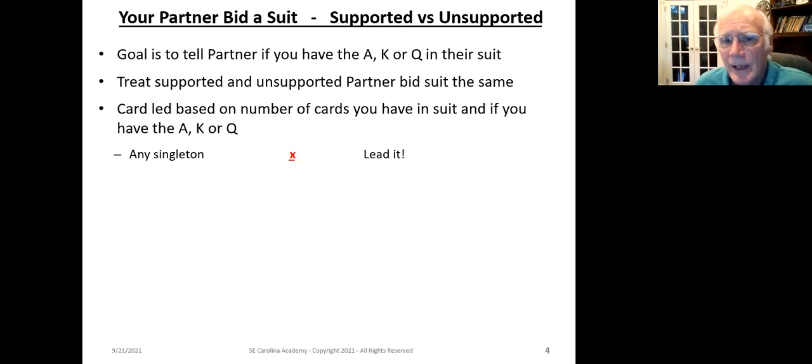So let's just look at this. If you've got one card and you're leading it because your partner bid the suit, obviously you can only lead that one card, and it's not much of a choice. I guarantee you're going to get it right 100% of the time by leading that one card.